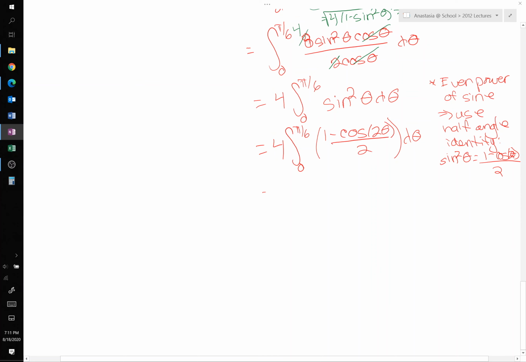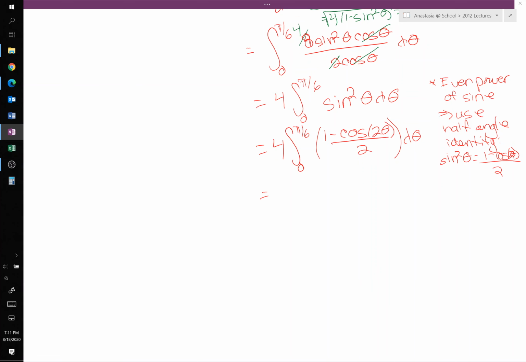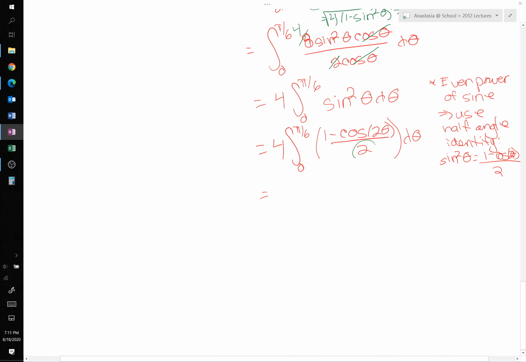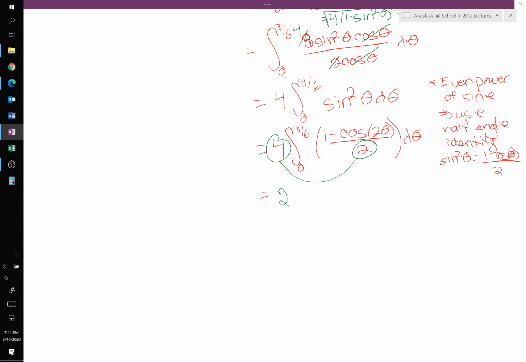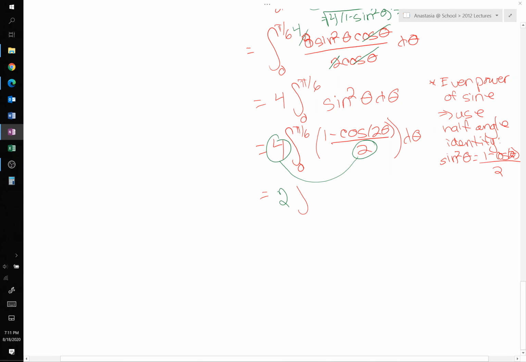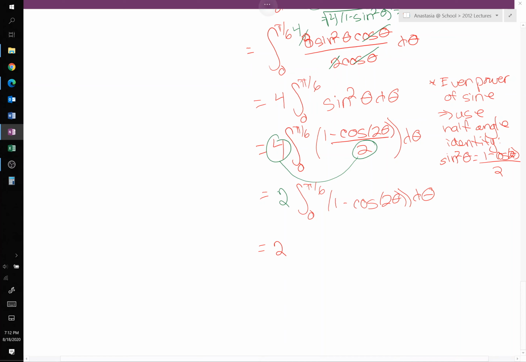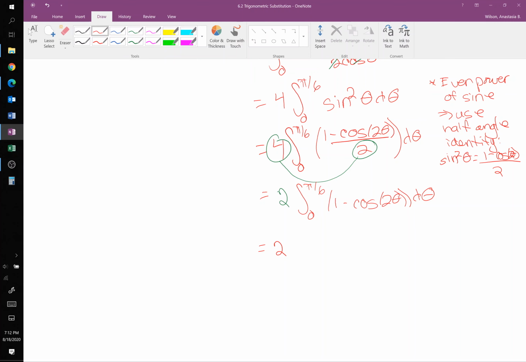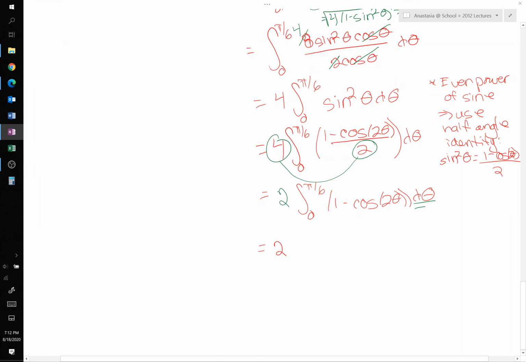The 2 in the denominator I'm going to pull out and combine it with the 4 there to end up having just a 2 outside of the integral. And then we have the integral from 0 to pi over 6 of 1 minus the cosine of 2 theta d theta.